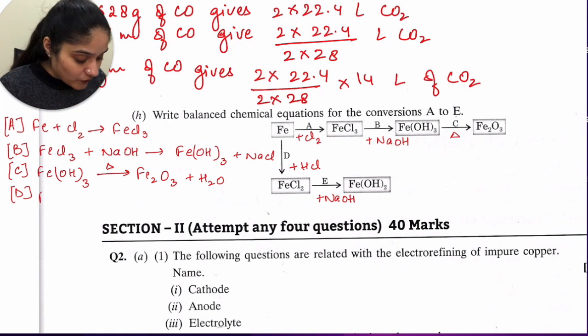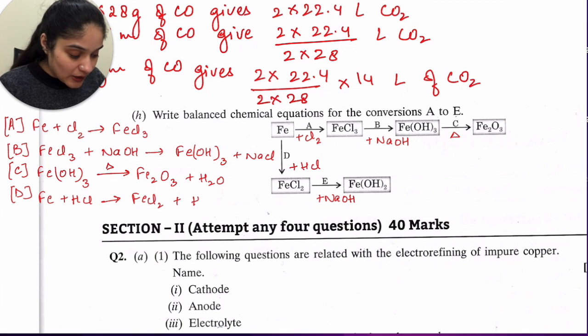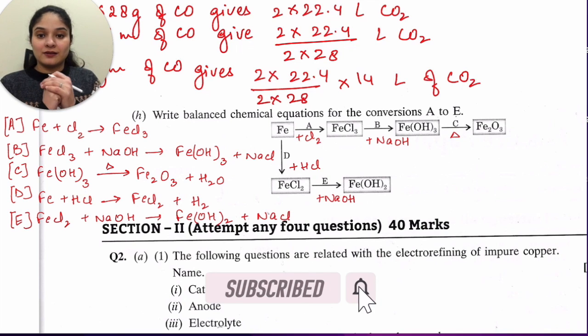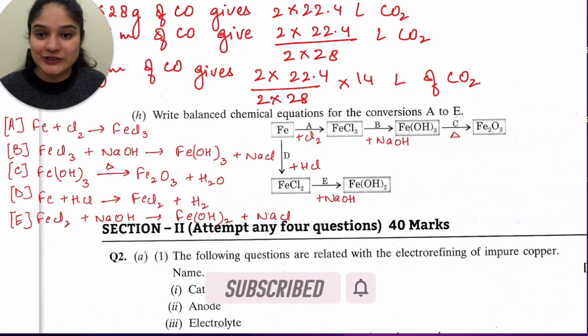So Fe plus HCl will give you FeCl2 plus hydrogen. Then equation E will be FeCl2 plus NaOH will give me Fe(OH)2 plus NaCl. That's it. This concludes section 1.